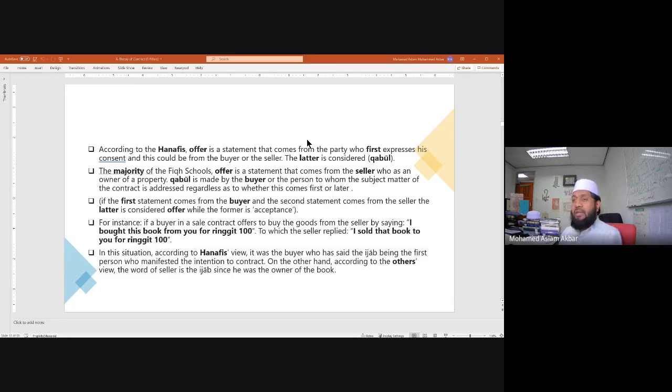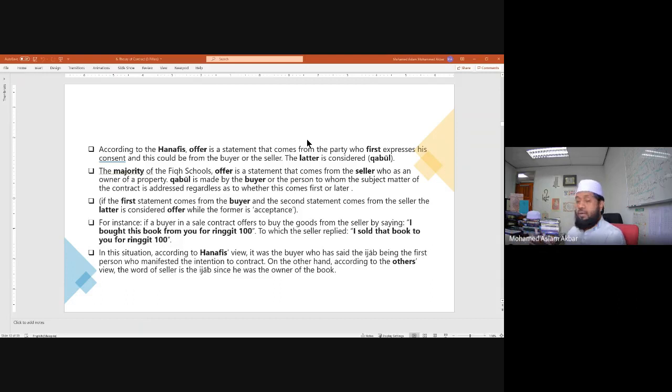According to the majority school, offer always comes from the seller, and acceptance, the qabul, always comes from the buyer. If the first statement comes from the buyer and the second statement comes from the seller, the later is considered offer while the former is acceptance. For instance, if a buyer in a sale contract offers to buy goods by saying, I bought this book from you for ringgit 100, to which the seller replied, I sold that book to you for ringgit 100.